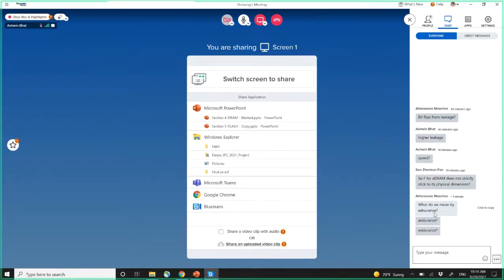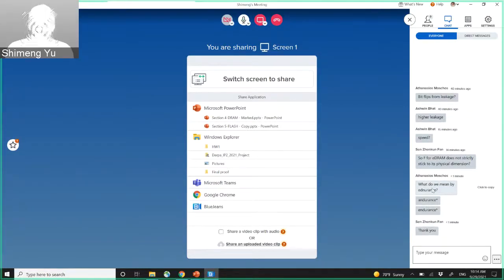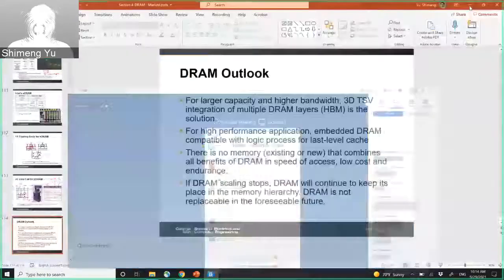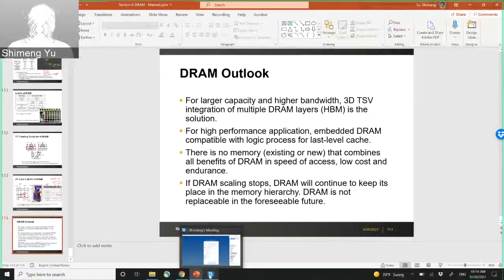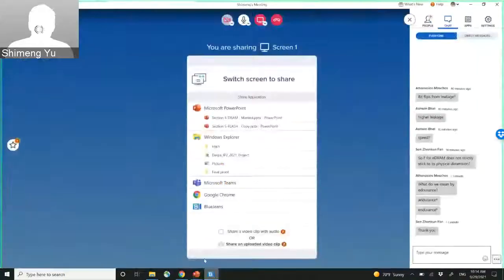What do we mean by endurance? Okay, we will talk about that in the next section on flash, because this is a problem for non-volatile memory. Endurance, simply speaking, is how many cycles you can write data into the cell before it fails. SRAM and DRAM have no such issue, so that's why we didn't discuss it. But in flash, starting from the next lecture, we will talk about endurance. It's an important aspect for the reliability of the memory cell. Okay, let me stop here for the DRAM.